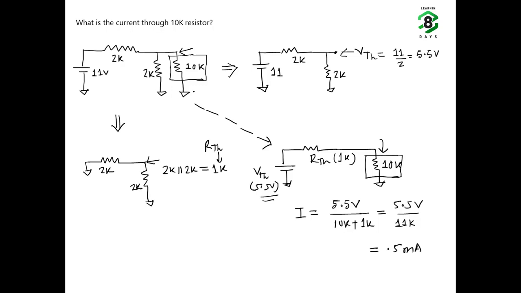So the steps are pretty simple. For this target resistance 10 kilo ohm, we are first going to remove it. Then the effective circuit will look like this, and then we first find out the Thevenin's voltage. Then we find out the Thevenin's resistance. For that, the voltage source should be replaced with ground. And once we find out both Thevenin's resistance and Thevenin's voltage, the circuit can be simplified as V Thevenin plus R Thevenin, and then the actual load, that is 10K. So let's look at the second problem.